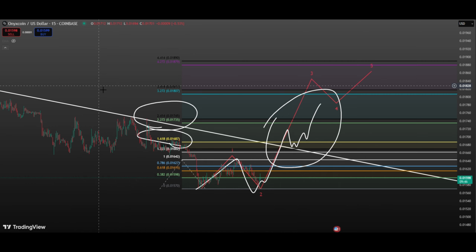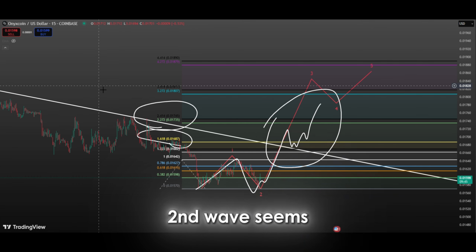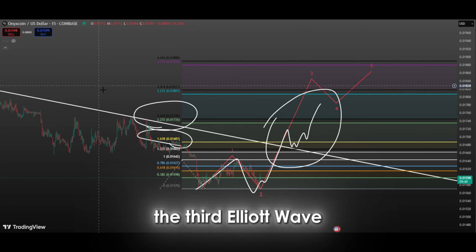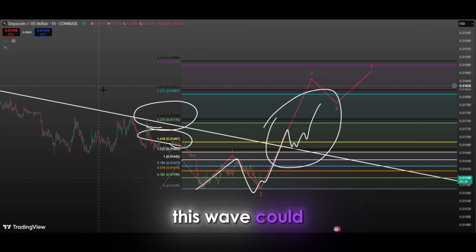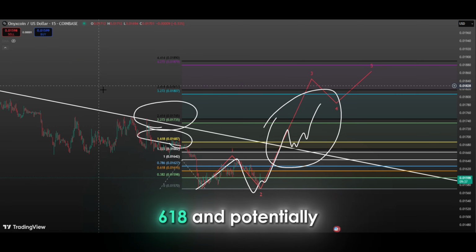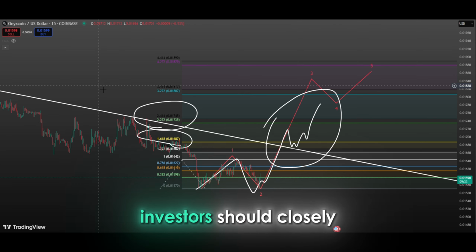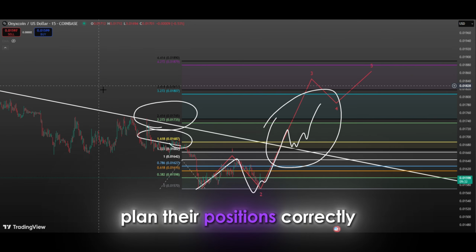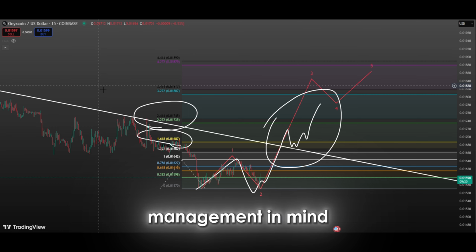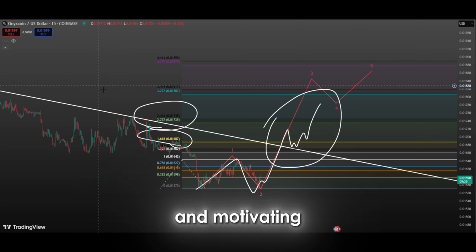In conclusion, the second wave seems to be completed or nearing completion on the currently analyzed price chart, and if the price continues to stay above the current support level, the probability of the start of the third Elliott wave is quite strong. This wave could start with a minimum target of 1.618 and potentially continue up to 2.272 levels. Therefore, investors should closely monitor this movement, plan their positions correctly, and keep risk management in mind. Because third waves are the most satisfying and motivating periods, not only in terms of price, but also in terms of investor psychology.